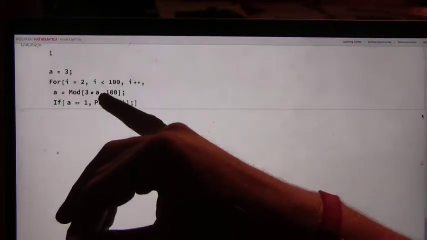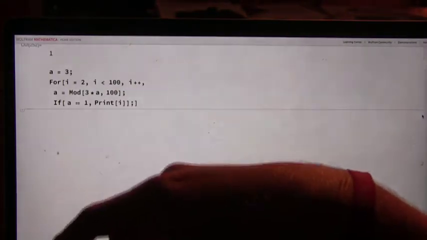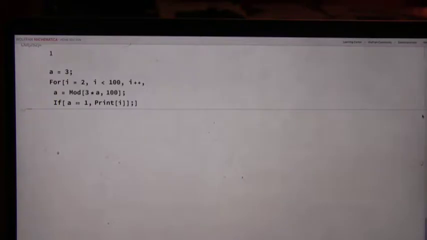Remember, A is 3 times... first it's going to be, well, you tell me, what is A going to be on the first step here? What does A start at? A starts at 3 mod 100, which is 3. Okay, A really just starts at 3.